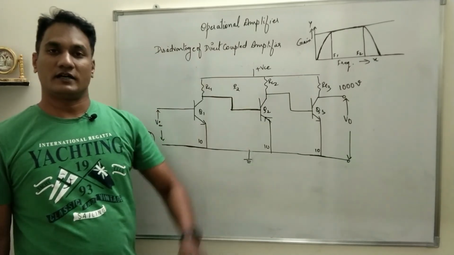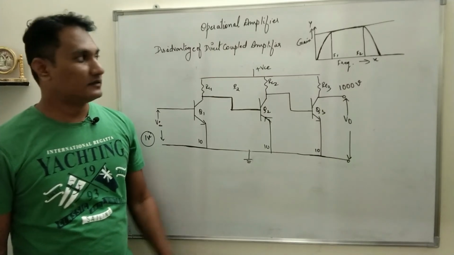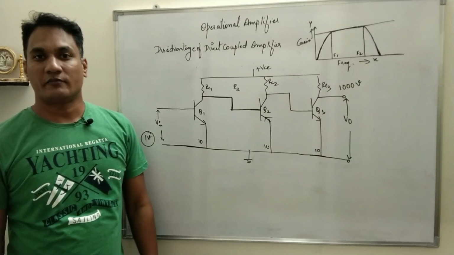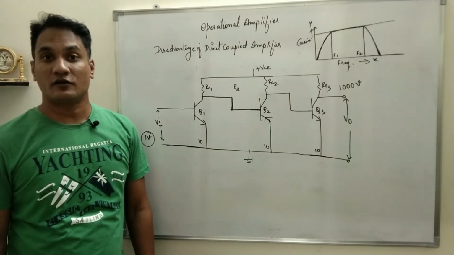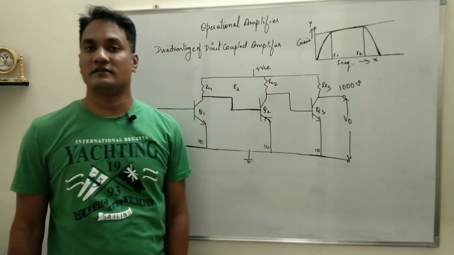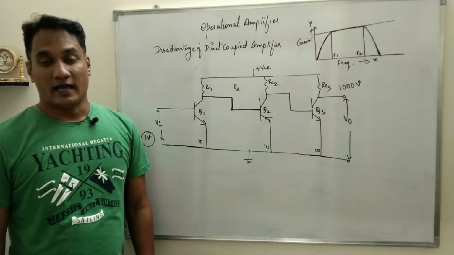So all the disadvantages, and the third disadvantage was limited bandwidth. Here the bandwidth is infinite, all frequencies can be amplified, and the last disadvantage was DC signal cannot be amplified. Here DC signal also can be amplified. So all the disadvantages related to RC coupled will be removed by direct coupled amplifier.